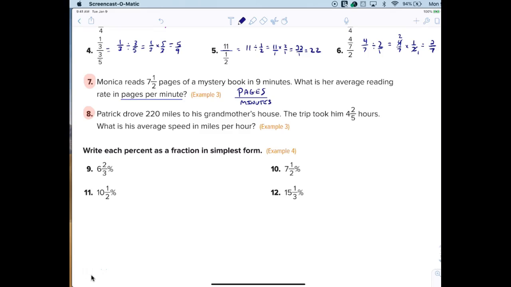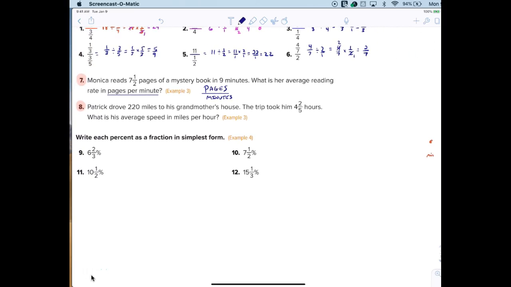Per means divide. So in this case, I'm asking you to take the number of pages. Jack, how many pages were there? 7.5 pages. And we divide that by the number of minutes, which was what? 9 minutes. I want everybody to write that down, just like that in your notes.